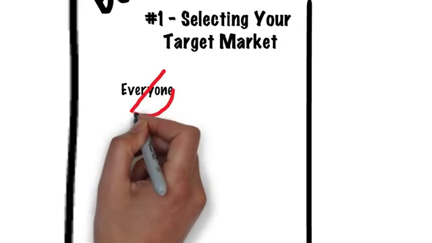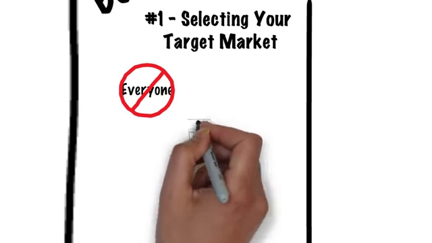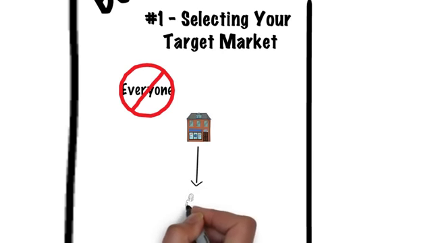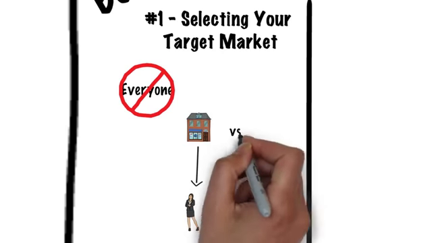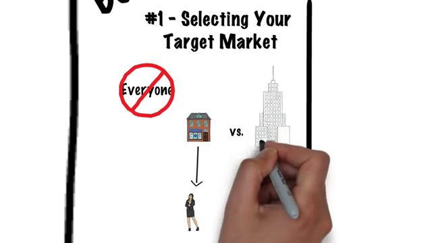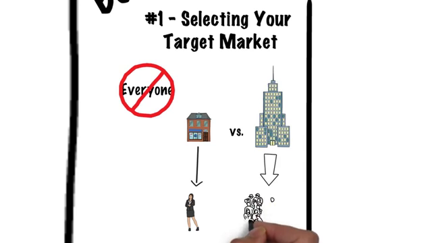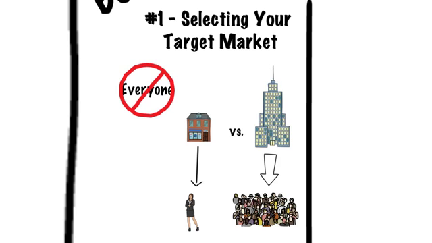First of all, it's not everyone. As a small to medium-sized business, you need to be very specific about who you're trying to reach if you want to compete with larger corporations. You don't have the luxury of running expensive media campaigns that reach everyone. You need to identify a very specific type of person whose problems you can solve.